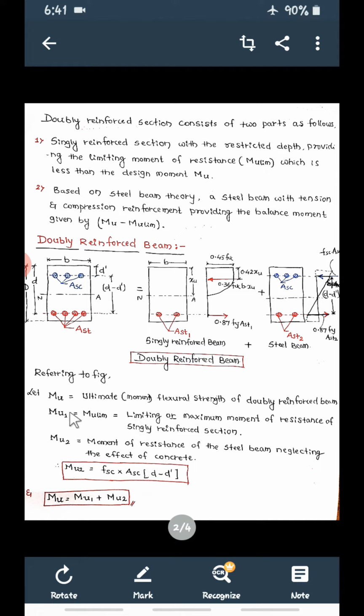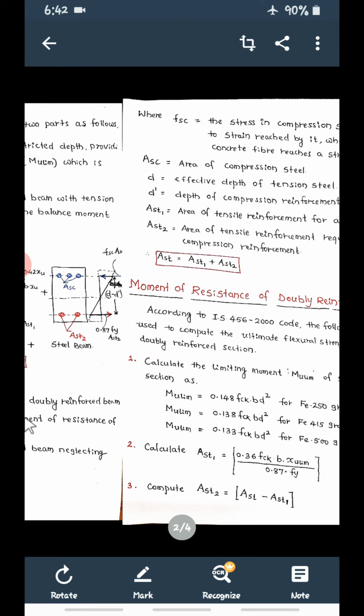So how will we calculate MU1? MU1 is the maximum limit, that is MU limit. So MU limit you will get from this, and MU2 will be calculated from this. Add these two, MU1 and MU2, and finally you will get MU, that is the ultimate moment of the doubly reinforced beam. So MU is equal to MU1 plus MU2. MU1 means MU limit, so MU limit plus MU2.